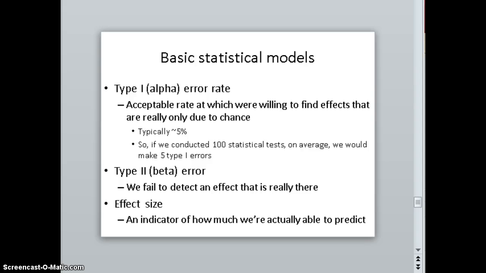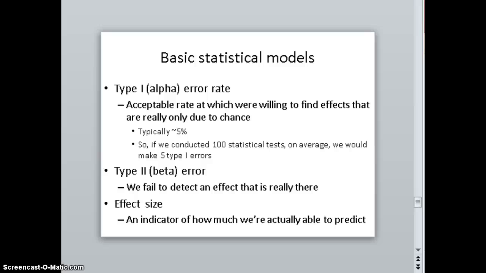The type 2 error rate is our false negative rate. We make a type 2 error when we fail to detect an effect that is true or real. In this case, if you had a very high type 2 error rate, you might conclude that a coin is fair even after it came up 75 heads out of 100 flips.